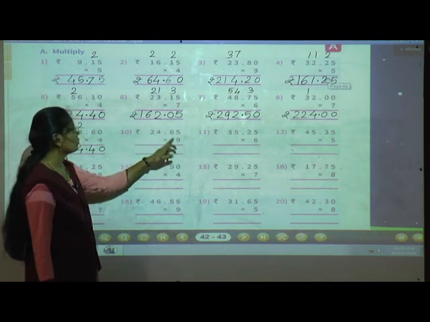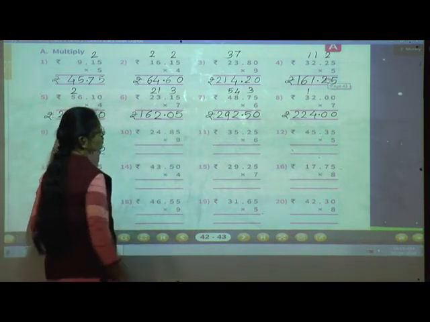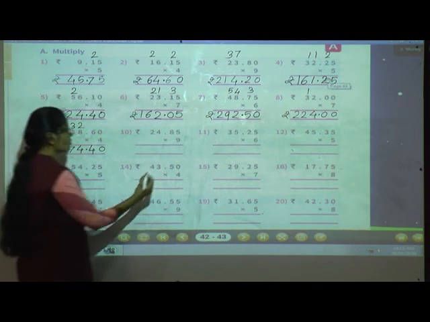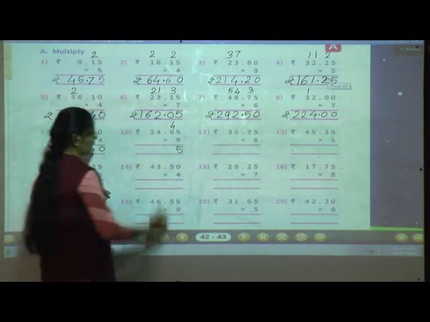Rupees 24.85 into 9. Yes, 9 into 5. 9 5s are 45. So what we will write here? 5 and 4 as a carry.